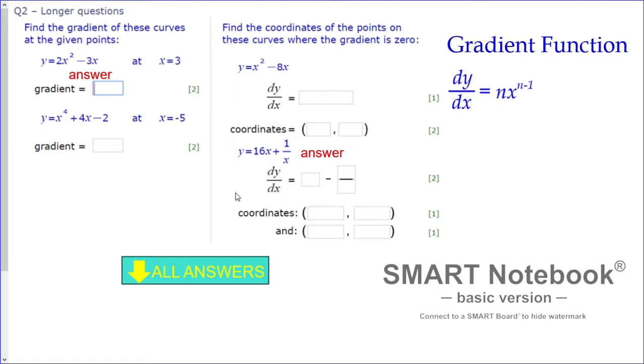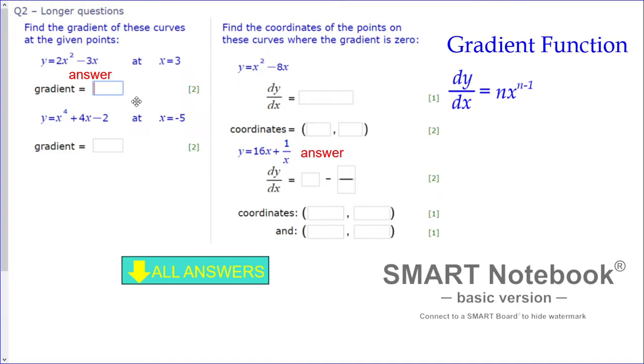Hello, Year 10. We're back with question 2, differentiating polynomials. In this second question, we are going to find the gradient of the curves at a specific point. So we're going to need to use the gradient function, take the derivative or differentiate the function, and then sub in our x value to find the actual gradient at that point on the curve.